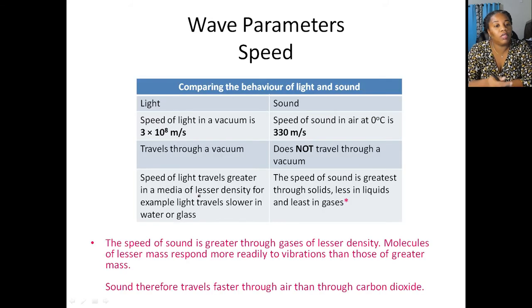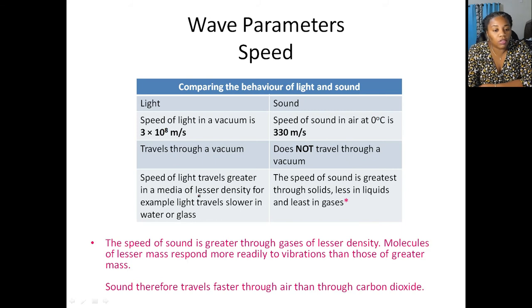So comparing the behavior of light and sound. Light has a speed of 3 × 10⁸ meters per second in a vacuum. Sound has a speed of 330 meters per second in air at 0 degrees Celsius. Light can travel through a vacuum, whereas sound cannot. Speed of light travels greater in a media of lesser density. For example, light travels slower in water or glass. And just look around for the video, it's there somewhere, so look for it, you'll see.